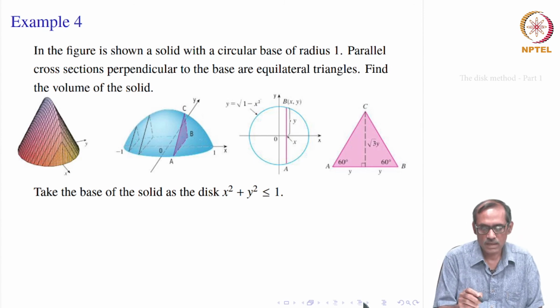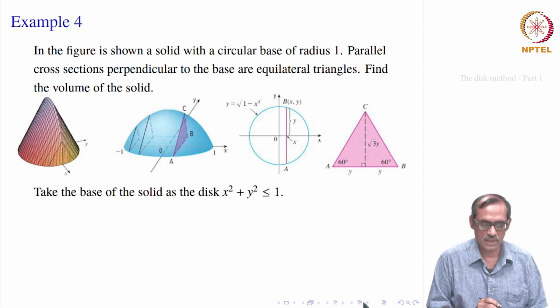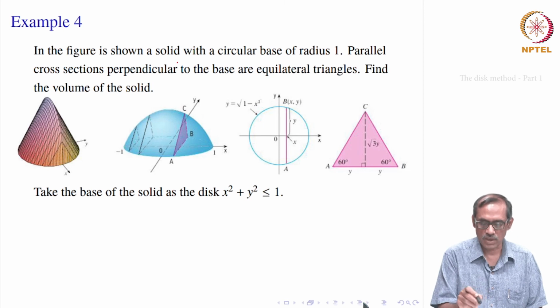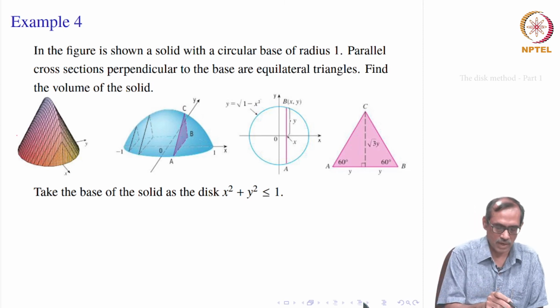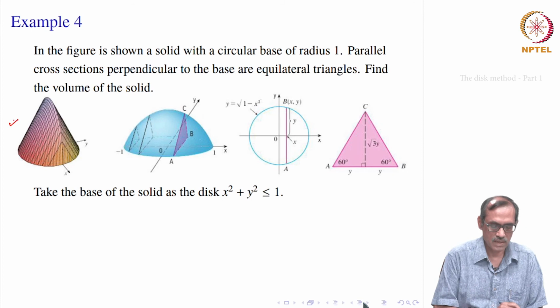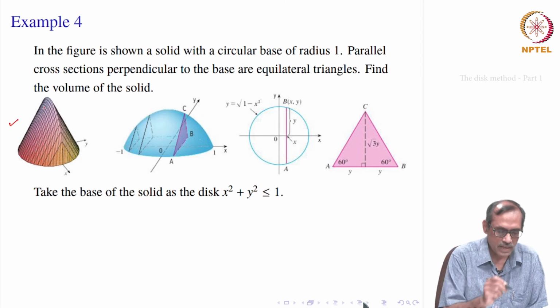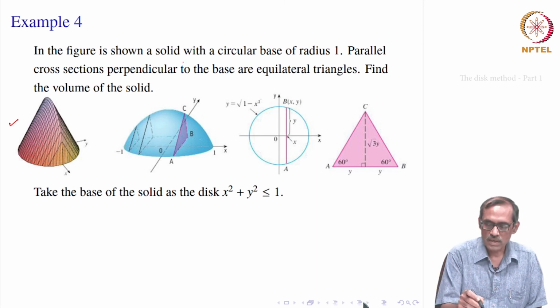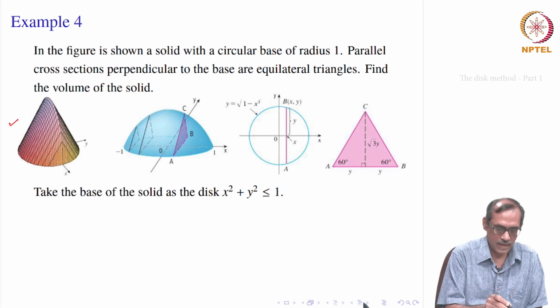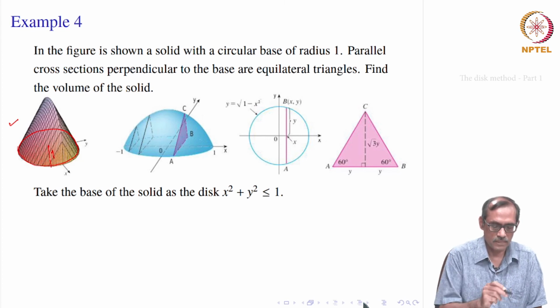Here it is so complicated now, but let us read it slowly to see what happens here. In the figure is shown a solid with a circular base of radius 1. So, look at the first picture, which is multicolored, brown, red and slight blue. That says it has a circular base of radius 1. So, here is the base, it is a circle of radius 1, this is 1.